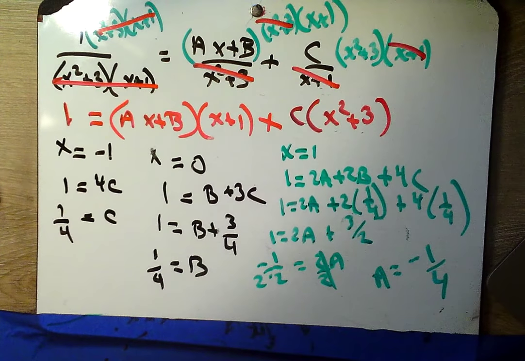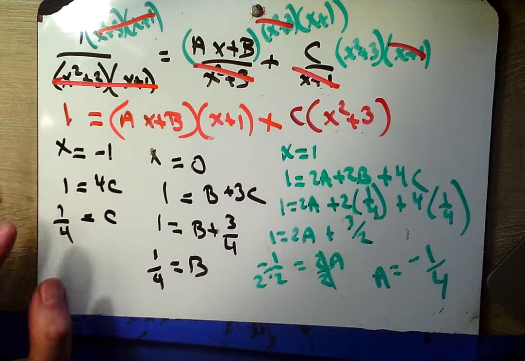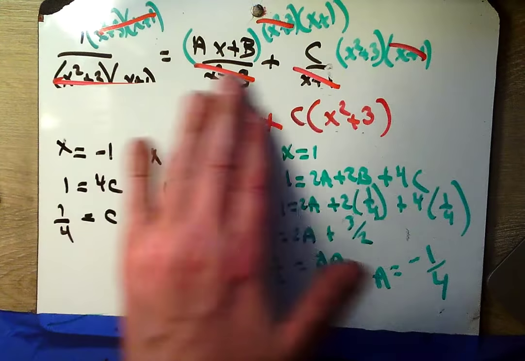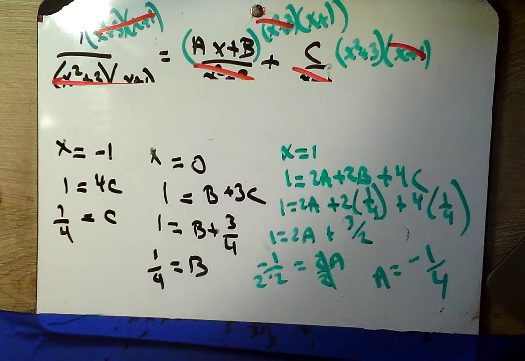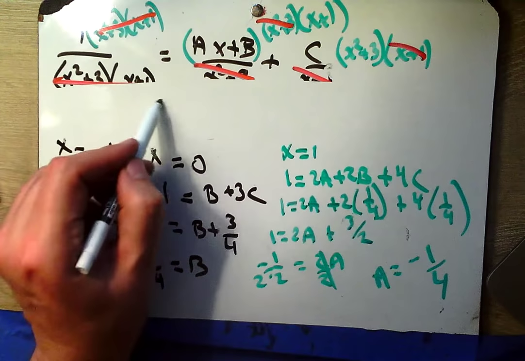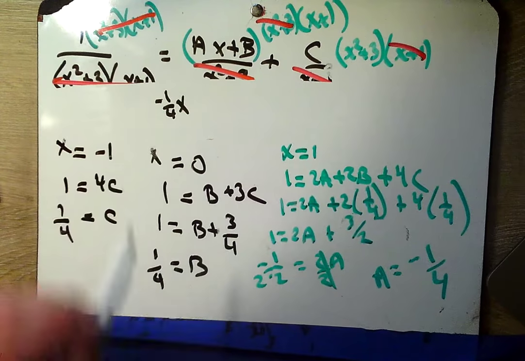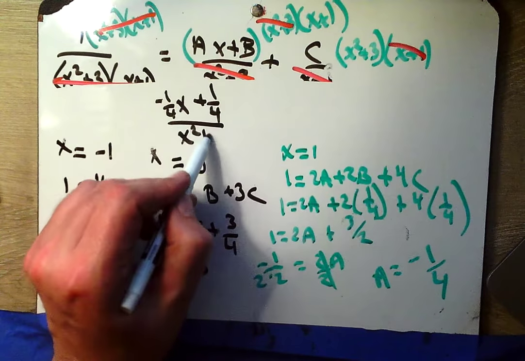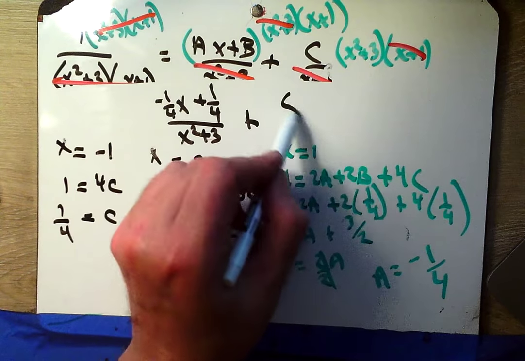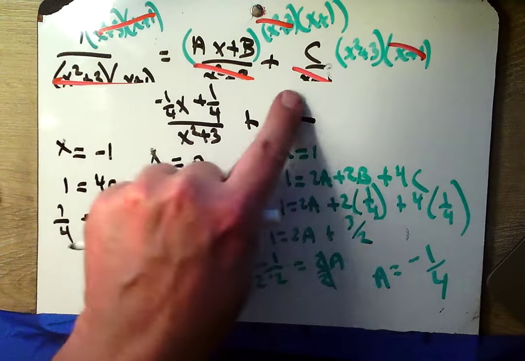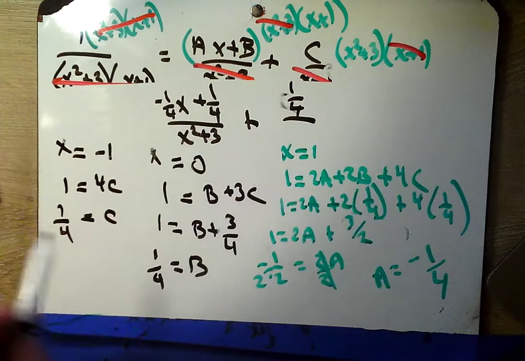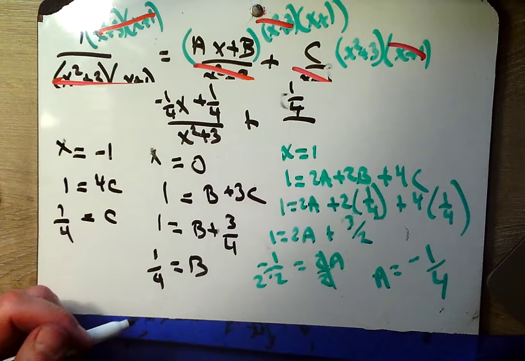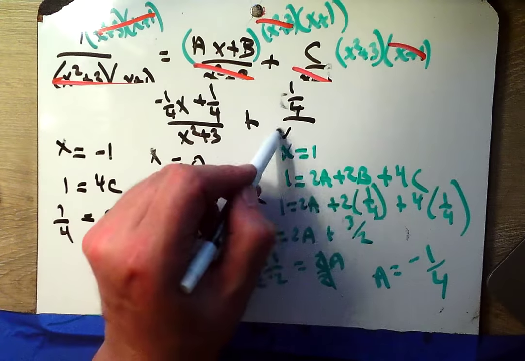Oh, I like that so much better than the last one. So now I've got to plug these values in. And I'm going to use this strip here. I'm going to have negative 1/4 x plus b over x squared plus 3 plus c over, which is 1/4, over x plus 1.